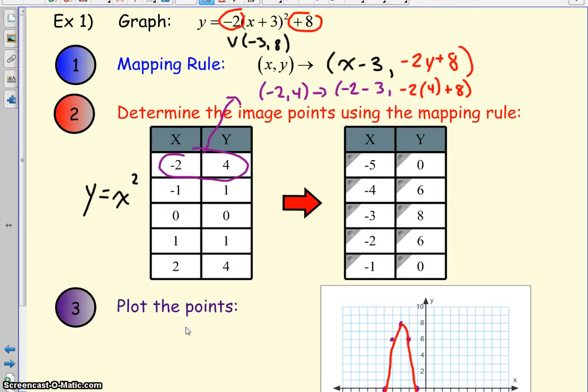Okay, so anytime you're asked to make an accurate graph of an equation in vertex form, this would be the approach. So you can take your points from y equals x squared. They're not going to change. Find the image points using your mapping rule, and then plot them.